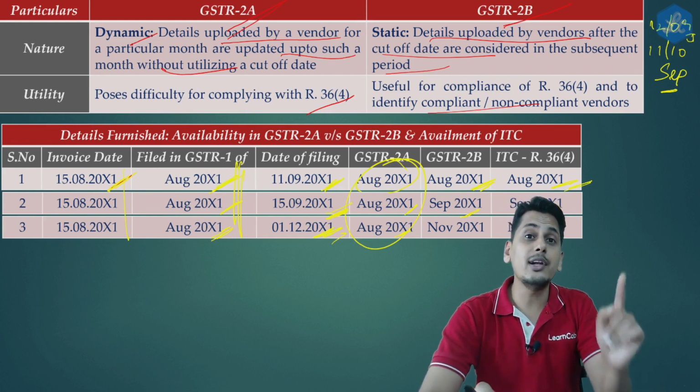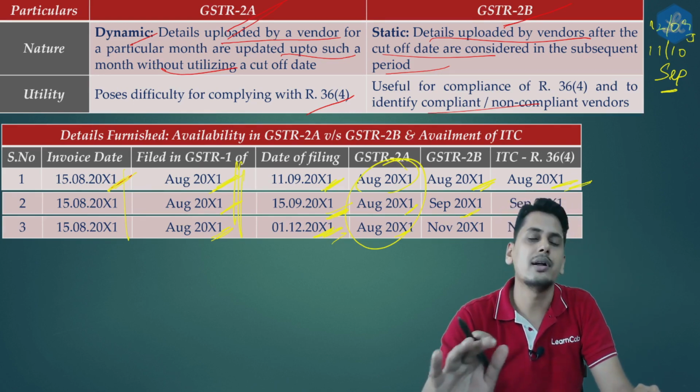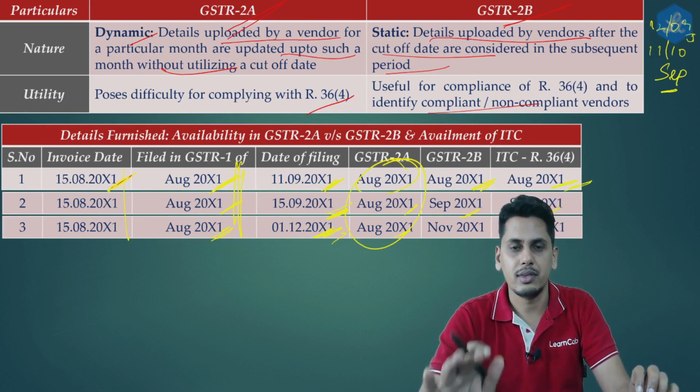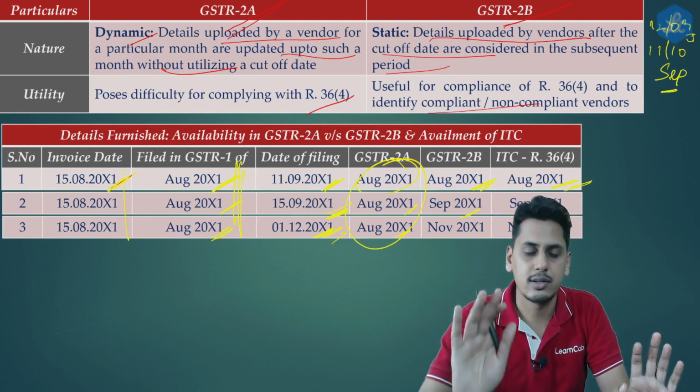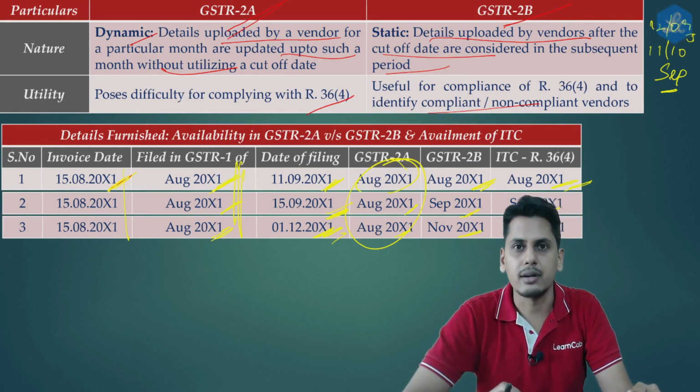For it to appear in 2B of November, it should have been filed by 11th of December. Is this done? Yes. So therefore, it would appear in 2B of November.